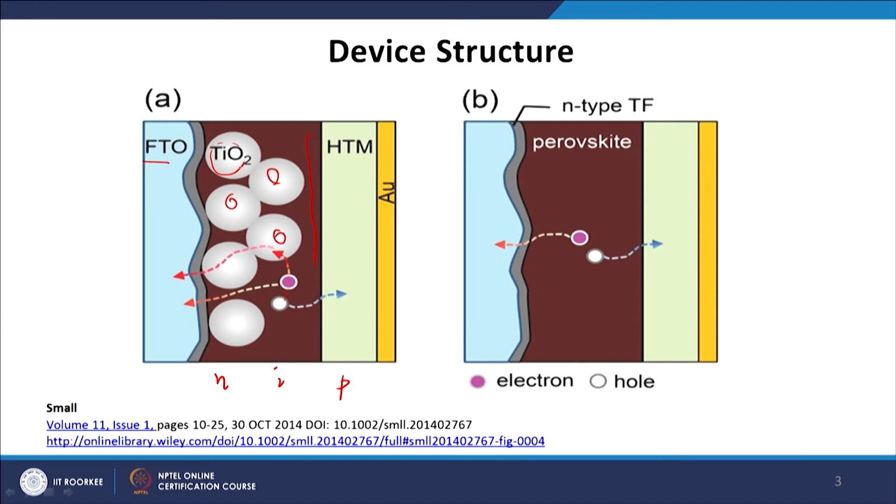If I do not have the TiO2, the electron can still move, depending upon the diffusion length of the electron and the electron mobility of the perovskite. But if I put an additional TiO2 layer, because of the energetics, TiO2 will only filter the electron to pass through it and will block the hole. Similarly, the hole transport material, because of the energetics, will only selectively allow the hole to transfer through and block the electron. What is the resultant effect?